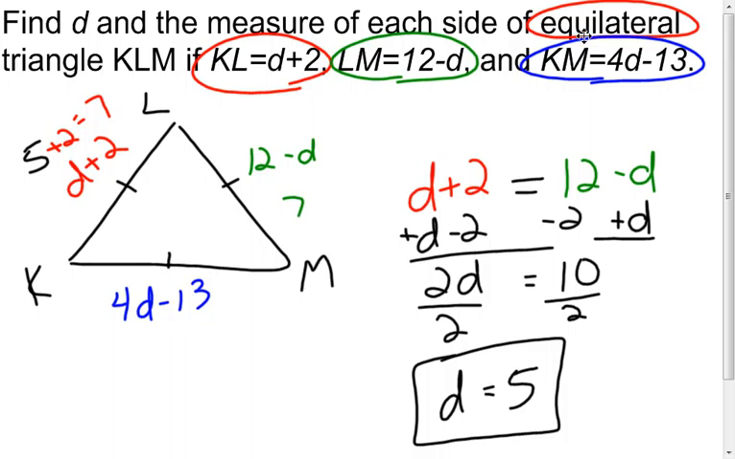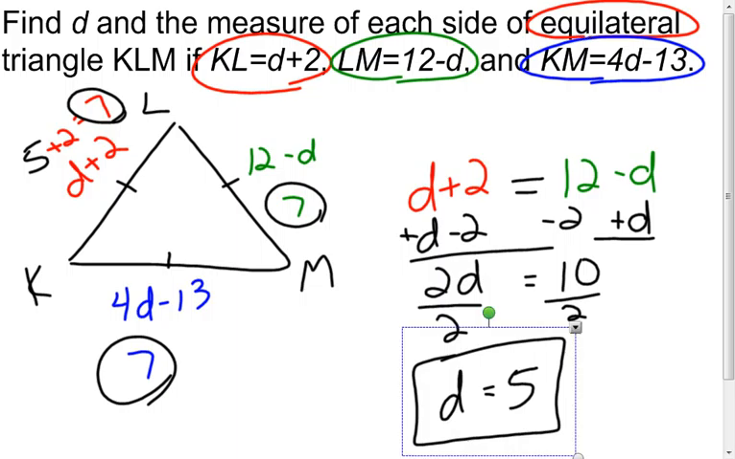And then my last one, if I take 4 times 5, I get 20, and then I subtract 13, I'm going to end up with 7 there as well. So I found the length of all three sides being 7. I checked it to make sure that all three of them were 7, and I found that my value of D was 5.